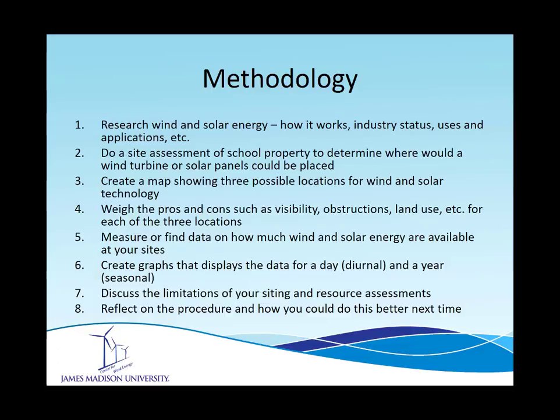The second thing is to do a site assessment of the school. Again, we talked about understanding the different places that you may or may not put a wind turbine or solar panels, and then creating a map that shows 3 possible locations for your wind and solar technology. Again, you want to make sure that you have options, and you want to then weigh those options using pros and cons for different characteristics such as visibility, obstructions, land use, maybe environmental impact, and a bunch of other different things. That way you can actually determine which is the best in a very quantitative way.